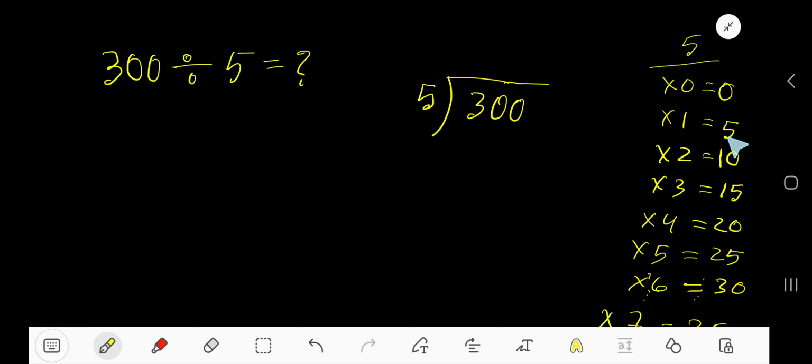0 plus 5 is 5, 5 plus 5 is 10, 10 plus 5 is 15, 15 plus 5 is 20, 20 plus 5 is 25, 25 plus 5 is 30. 5 goes into 3 how many times?